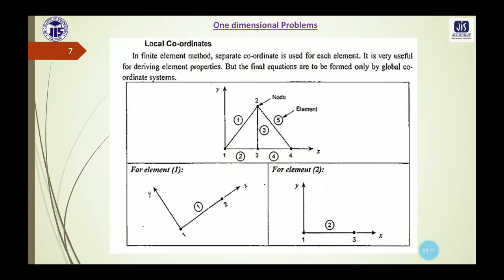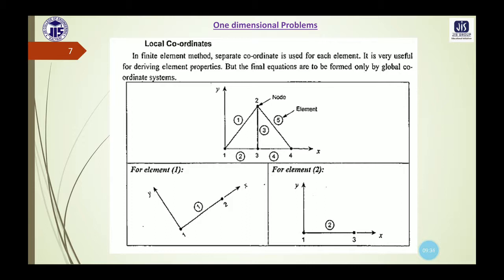Now in case of the local coordinate system, in the finite element method, a separate coordinate is used for each element. So it is very useful for deriving element properties, but the final equations are to be formed only by the global coordinate system.